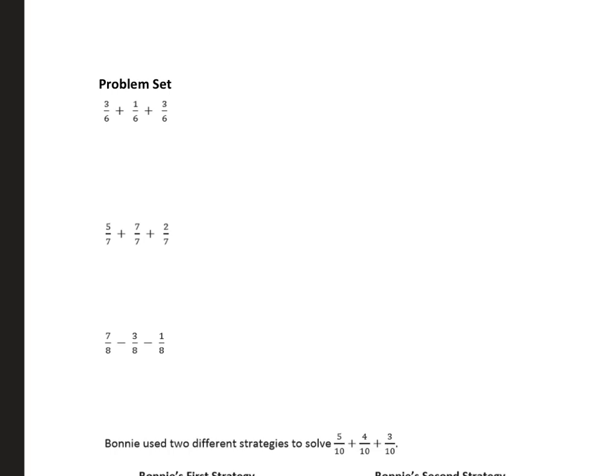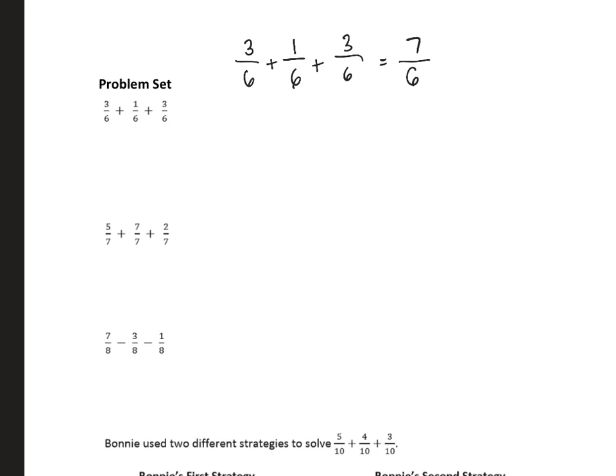All right, so we have 3/6 plus 1/6 plus 3/6. You can choose how you want to solve this problem. I'm going to solve it straight across. So I'm going to say 3/6 plus 1/6 plus 3/6. All right, and that's going to give me 3 plus 1 is 4, and then plus 3 is going to give me 7/6.